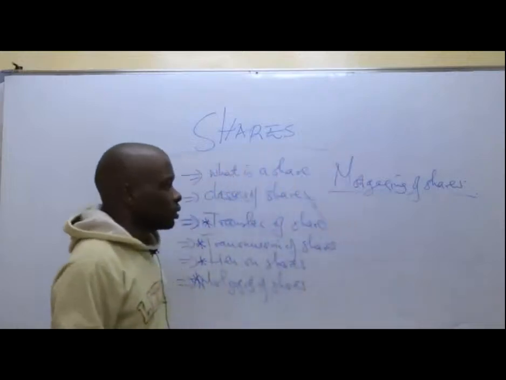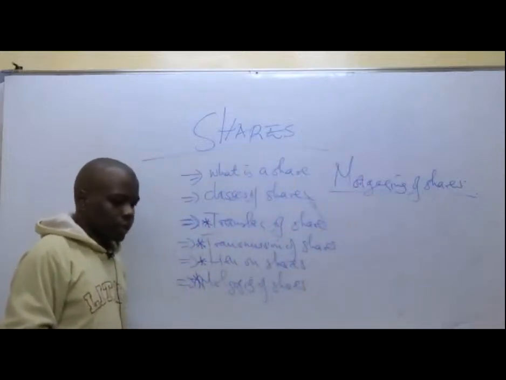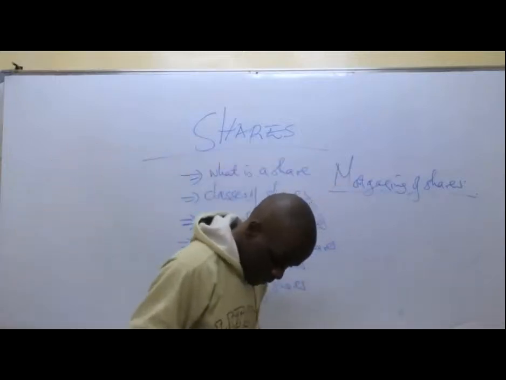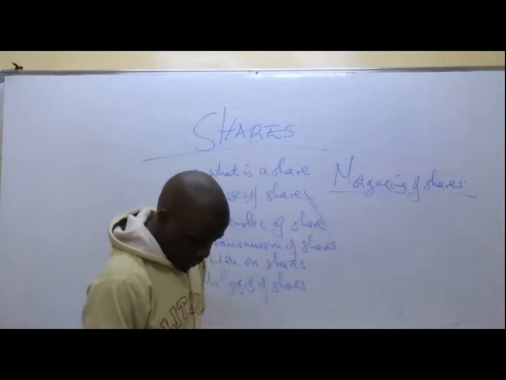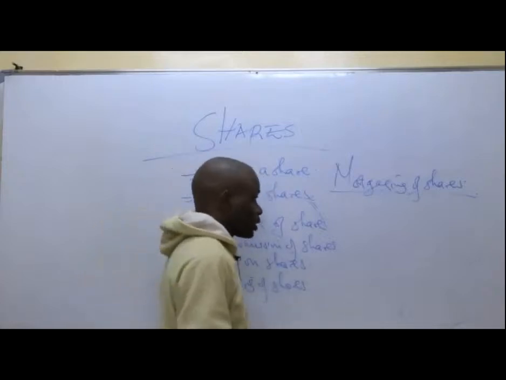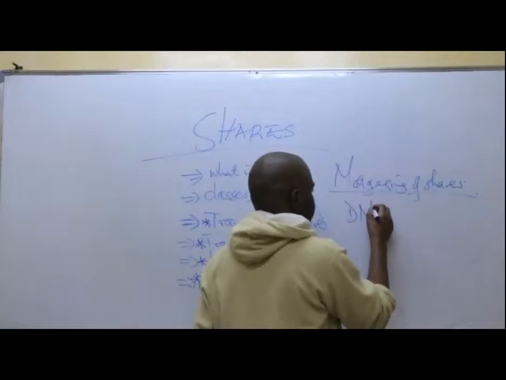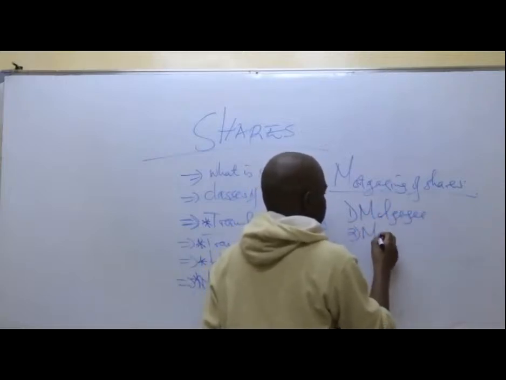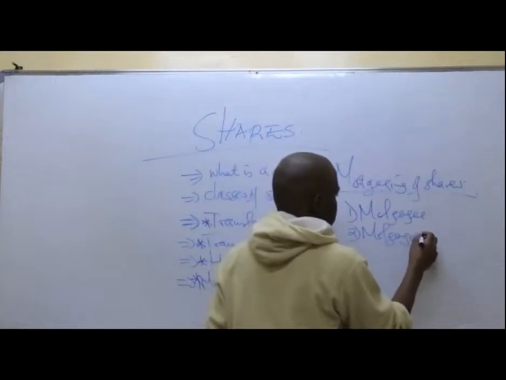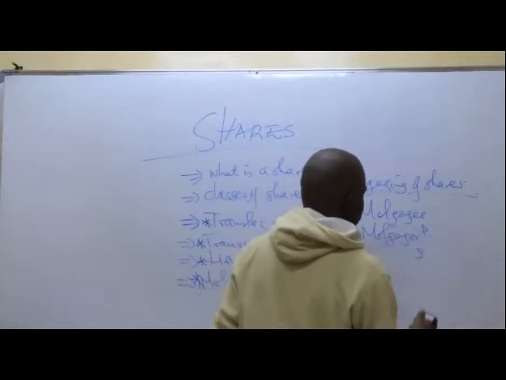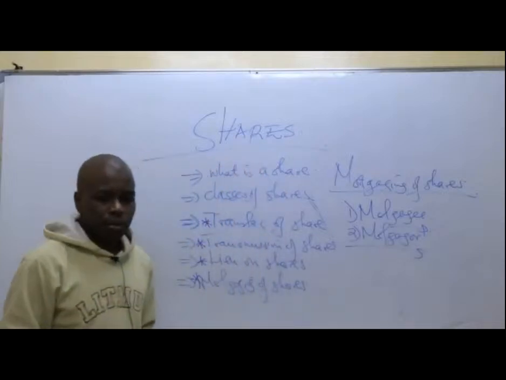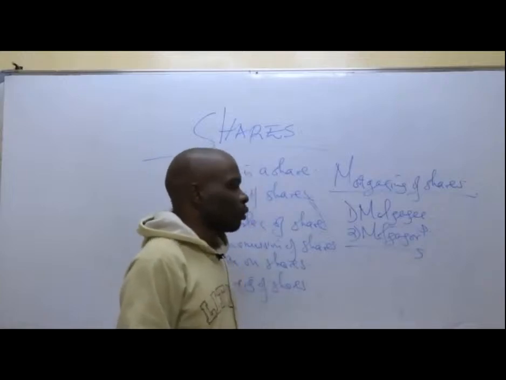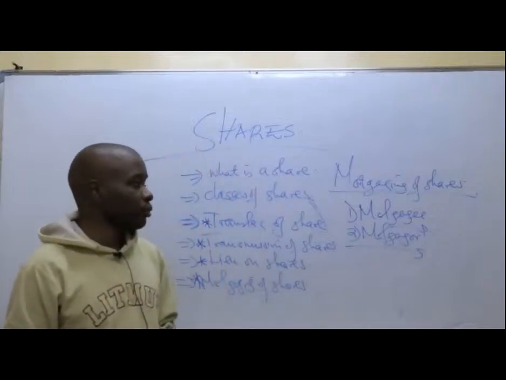Mortgaging of shares. So what is mortgaging of shares? When you talk about mortgaging of shares, there are two parties involved: number one, the mortgagee, and number two, the mortgager. Mortgaging of shares is simply where a shareholder of a company uses his shares as a form of security to acquire a loan from a lending institution.